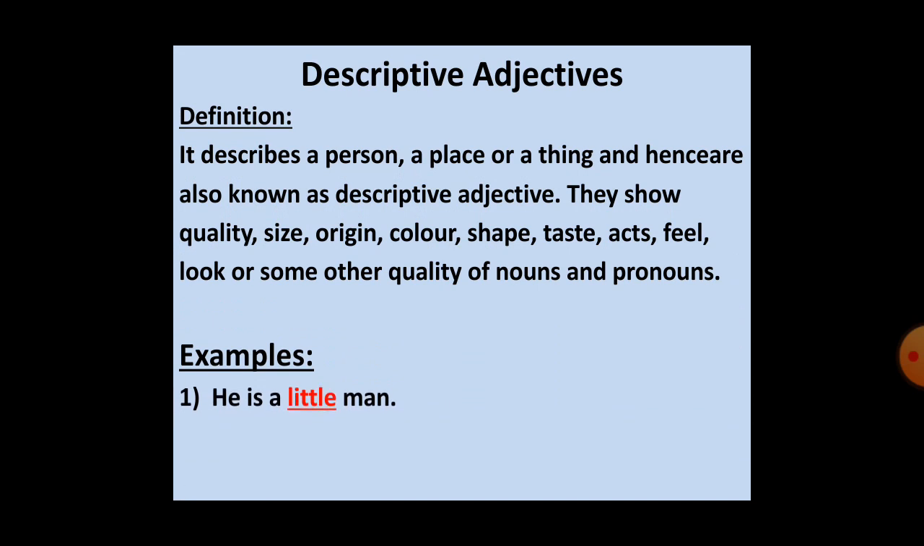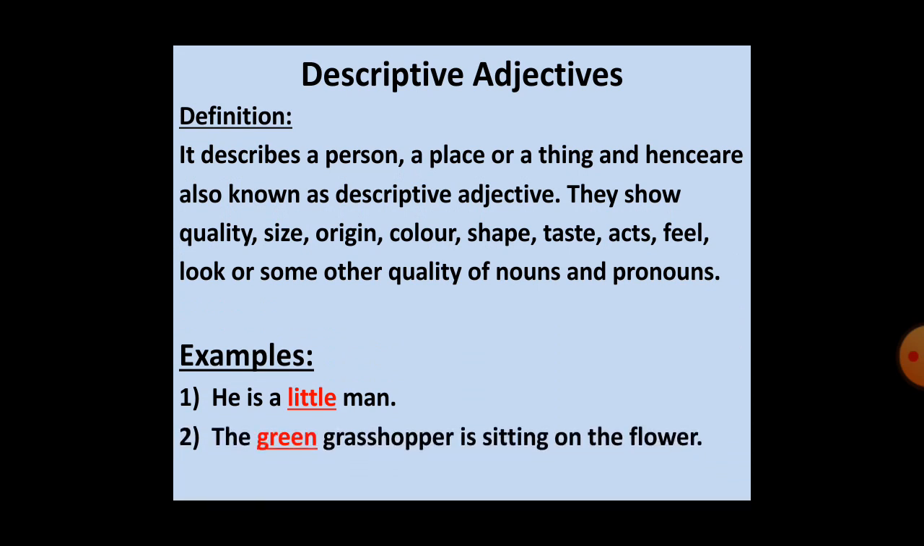So here come examples. He is a little man. So little shows what? Size, and green shows color, and he banged his head against the glass door. Glass shows what? Material. So students, it is not necessary that there is always one adjective. It can be two or many adjectives can come, but we have to place them according to the rules. Okay, and in the further classes I will let you know about this.